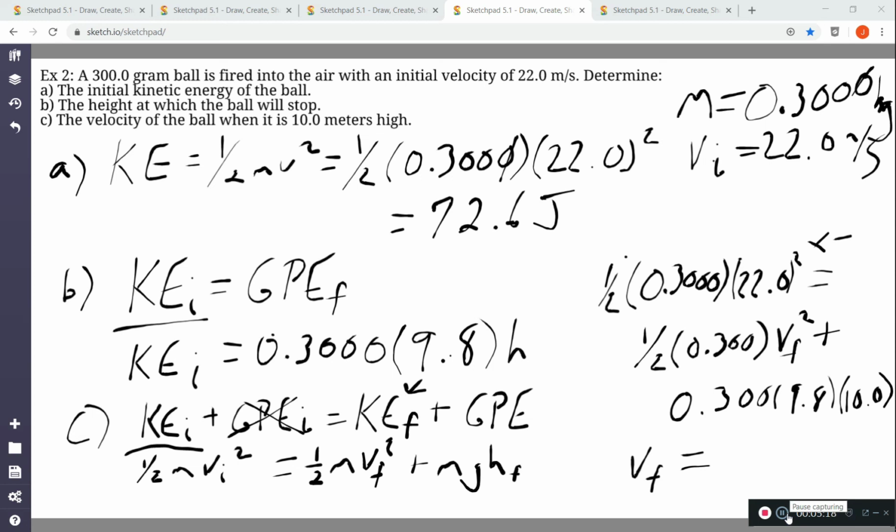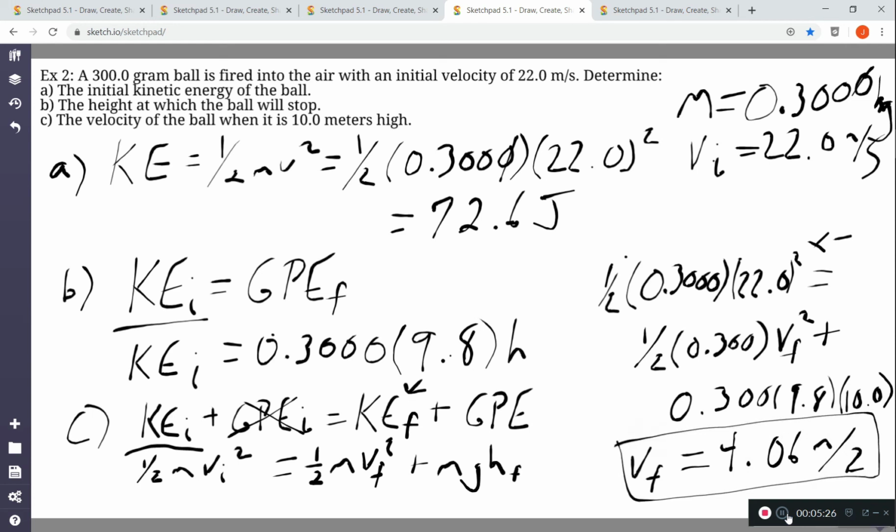And to 3 sig figs, I get 4.06 meters per second. All right, let's move on to the final problem.